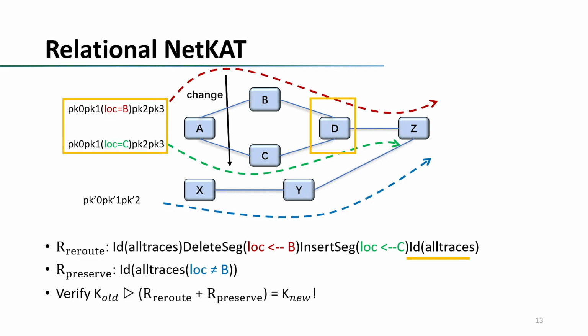Combining all these things together, we can finally state our specification for verifying the rerouting happens in this network. That is, K-old triangle R reroute plus R preserved is equivalent to K new, suggesting all of the things in the new network are the things that have been rerouted and preserved from the old network.